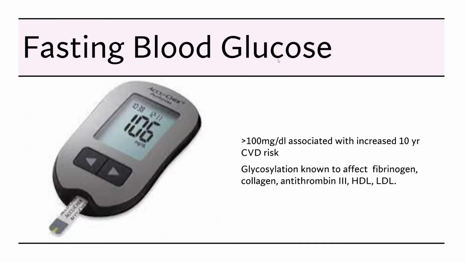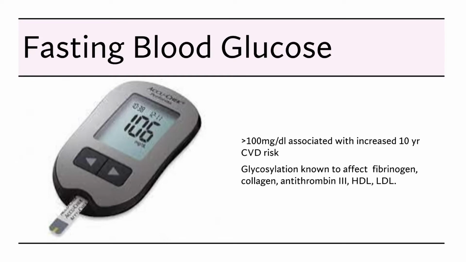Now, personally, I think this is the big one: fasting blood glucose levels, or just refined sugar intake in general, even if you aren't diabetic. But for the purposes of our quiz, a fasting blood glucose greater than 100 milligrams per deciliter is associated with an increased 10-year cardiovascular disease risk. Now, you might be wondering why, because we don't really talk about sugar when we talk about atherosclerosis. We talk about fat and cholesterol and clotting.